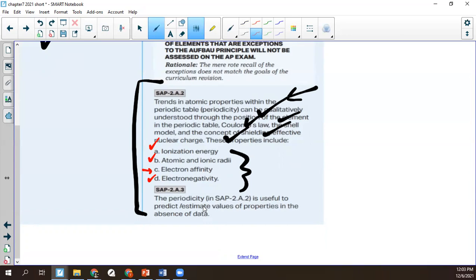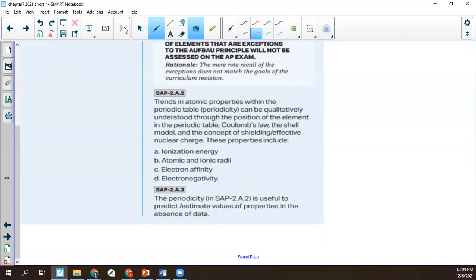Okay. The periodicity is useful to predict or estimate values of properties in the absence of data. So if we don't have actual data, we can look at it and think, oh, okay, well, I think sulfur is going to behave this way because other things did this. Fair enough? Okay, kind of annoyed that I didn't even notice it said ionic.